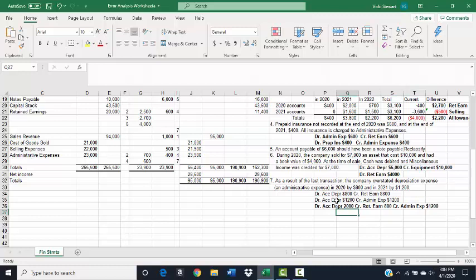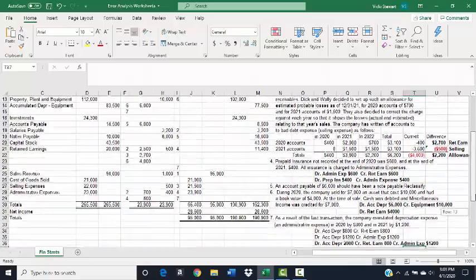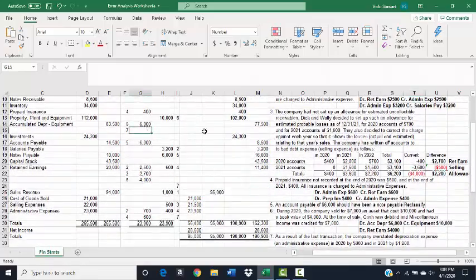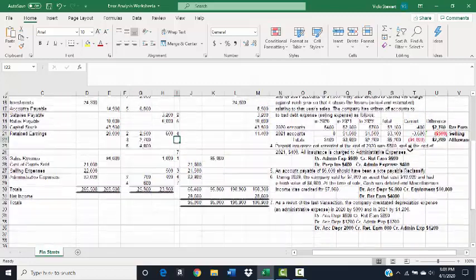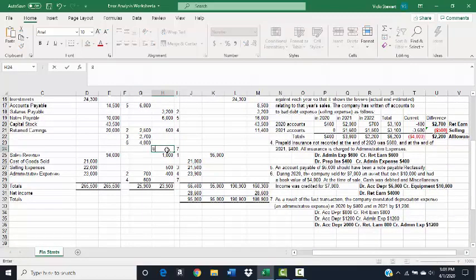Now to correct this, I did make one entry. I added up both of my accumulated depreciation amounts to get $2,000 debited to accumulated depreciation. Then we're going to credit retained earnings for $800 and credit administrative expense for $1,200. So we're going to go ahead now and make that entry. Debit accumulated depreciation for $2,000. Then we're going to credit our retained earnings for the $800 for 2020 and credit administrative expense for $1,200 for the depreciation recorded in error this year.